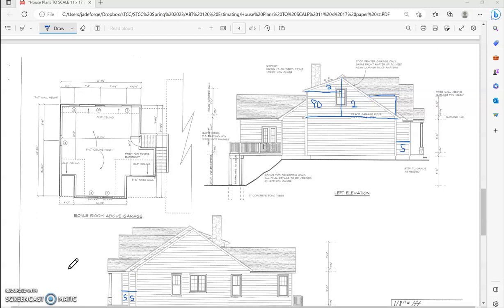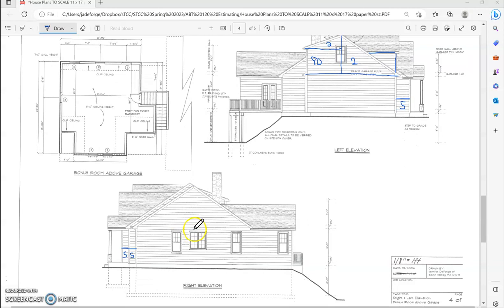All right, so we did that. We did the upper part. What else do we have to do? We do have to do, there's a little gable here. There's a gable on the other side. On the right elevation, we have this large dormer right here. Excuse me, large gable end right here. And then we have this little sliver of a space right here.